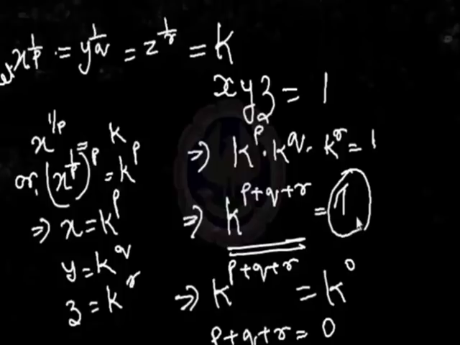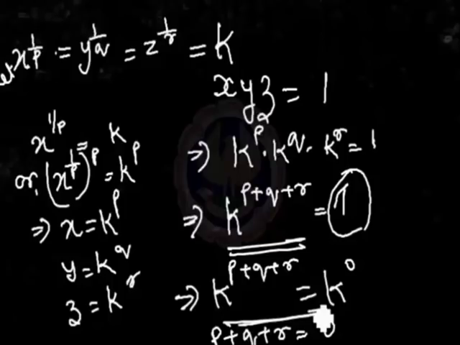Similarly, what else did we use? Another thing which we used was, if both the bases are equal and they give an equivalent amount, then we can say that the powers of both the terms are also equal, which we've used here. k to the power p plus q plus r is equal to k to the power 0. Since both the bases are equal and both the terms yield the same thing, we can say that the powers have to be equal. So p plus q plus r is equal to 0.